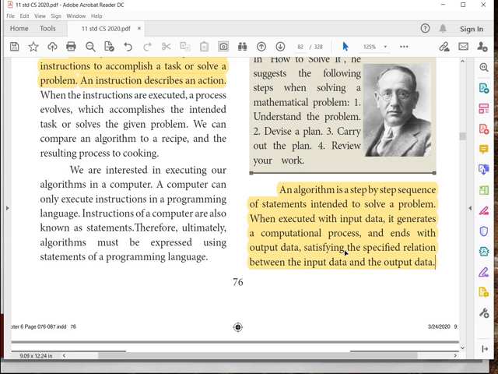So before writing a program for a particular problem, you must know some things. Before writing a program, you must know the basic things, which are algorithm and flowchart. The flowchart is a pictorial representation of a process. An algorithm is a statement which is written in English.